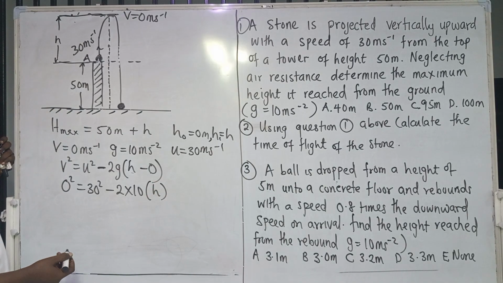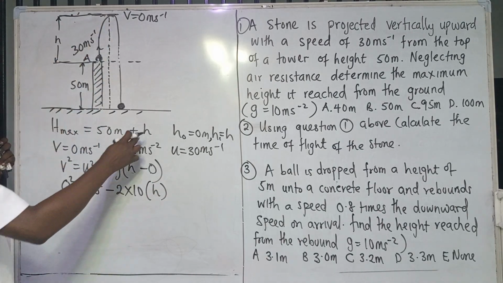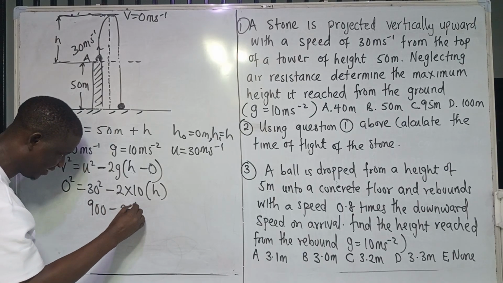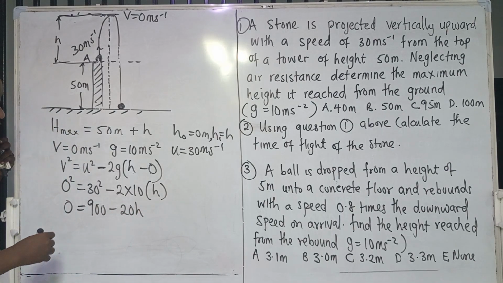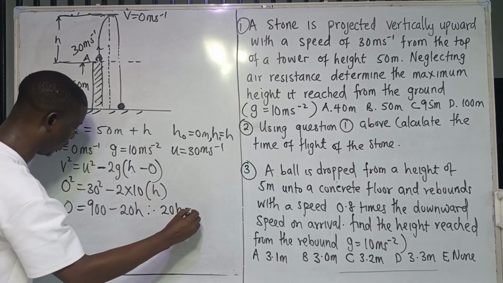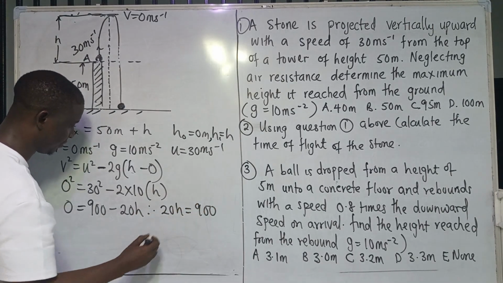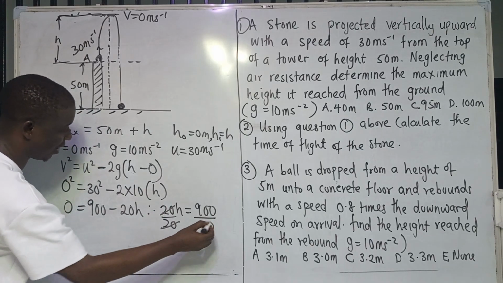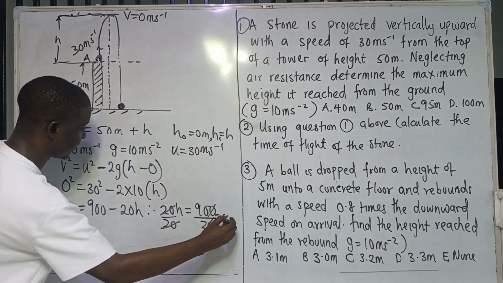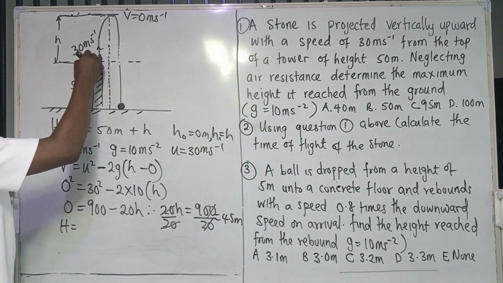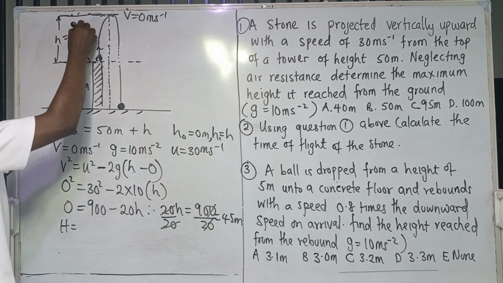You understand me? So if I can get this h now, I can add it to 50. So what am I going to have now? 900 minus 20h is equal to 0, since 0 squared is 0. So you have 20h is equal to 900. If I divide by 20, I have 45 meters. So our height from here to here is now 45 meters.